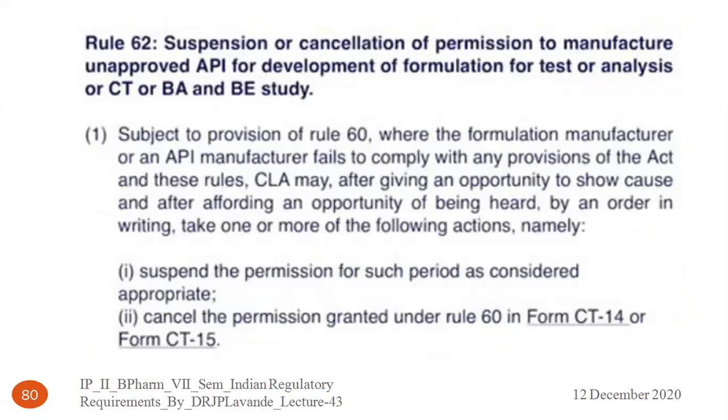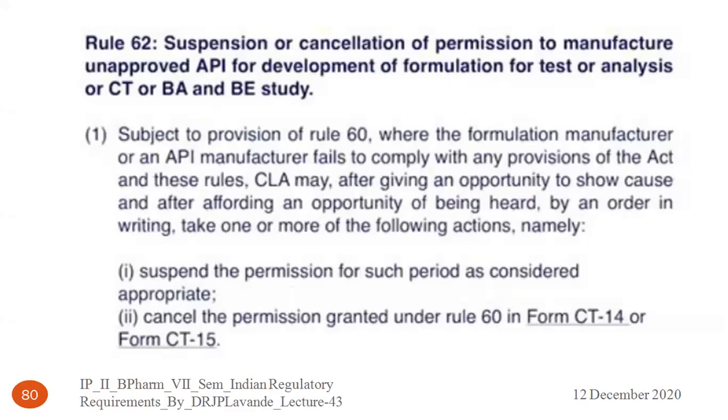Rule 62 is associated with the suspension or cancellation of permission to manufacture the unapproved API for development of formulation for test or analysis or clinical trial or BABE study. So this rule is associated with suspension or cancellation. What are the different conditions in which the permission may be suspended or cancelled? It is the suspension or cancellation of permission to manufacture the unapproved API.